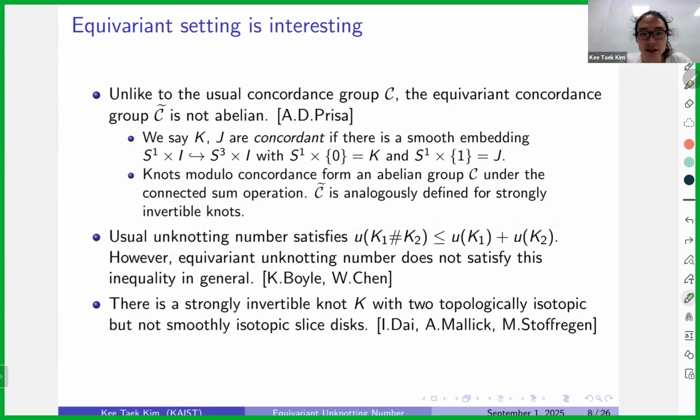And it has an application to finding some exotic phenomena. These three mathematicians found a specific strongly invertible knot K with a slice disk T. Let's say this is a specific knot K, and there is a slice disk T. And then by the involution tau, it has another slice disk. They showed that these two slice disks are topologically isotopic, but not isotopic in the smooth sense.